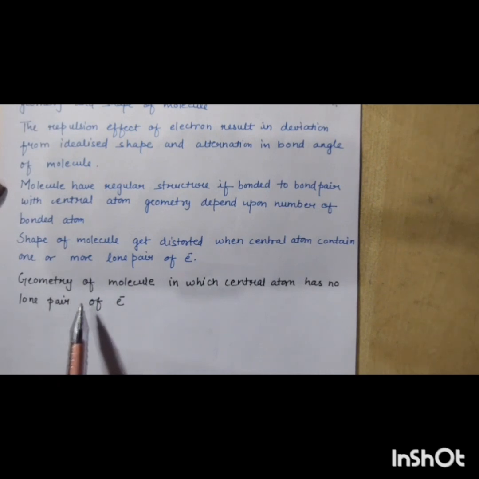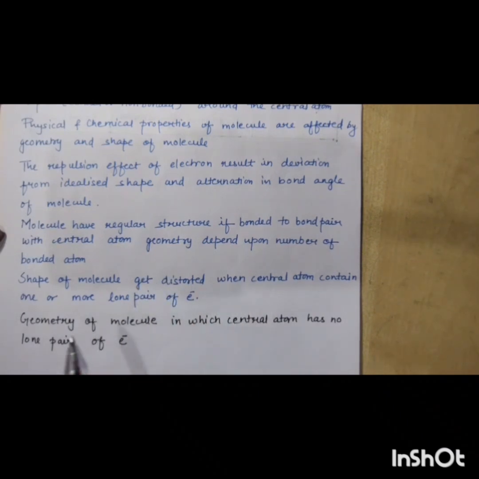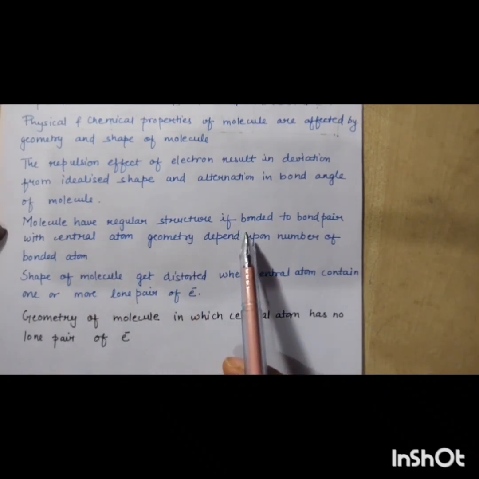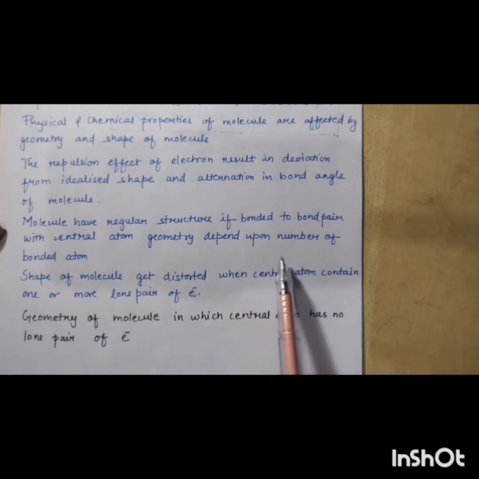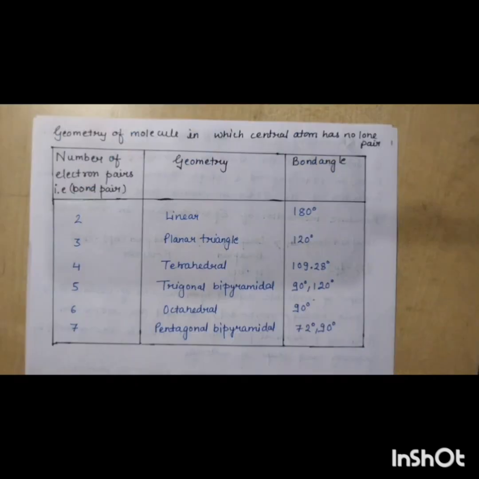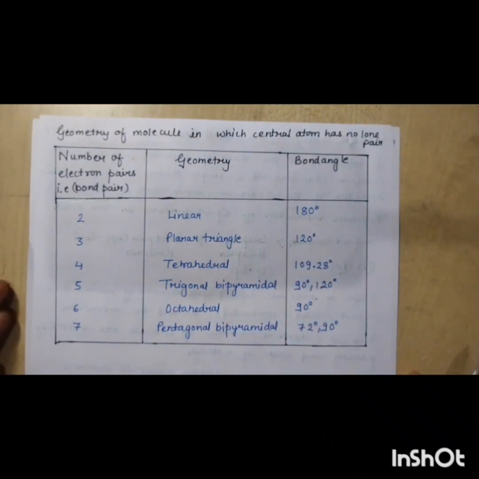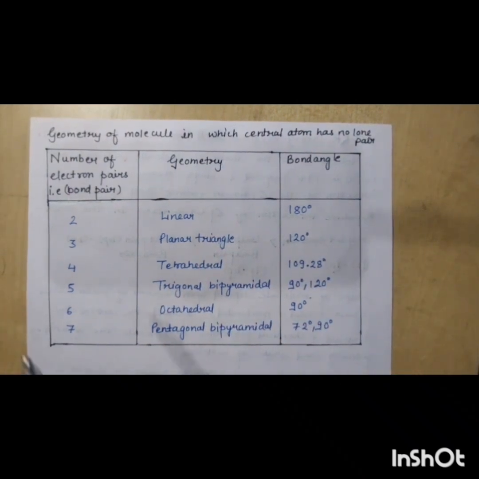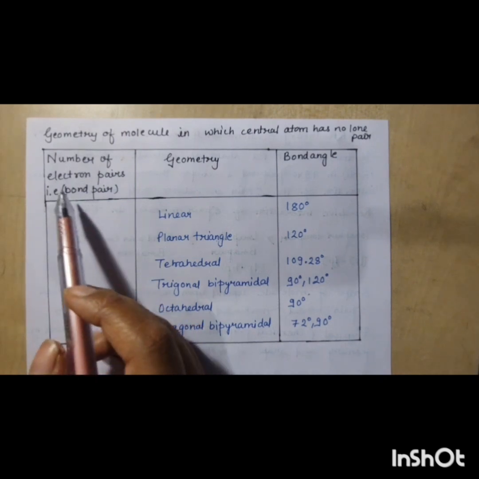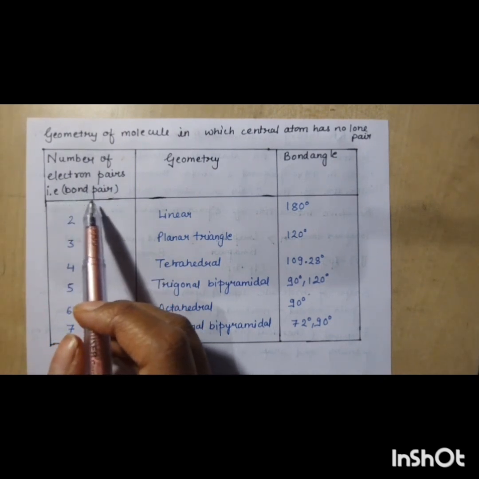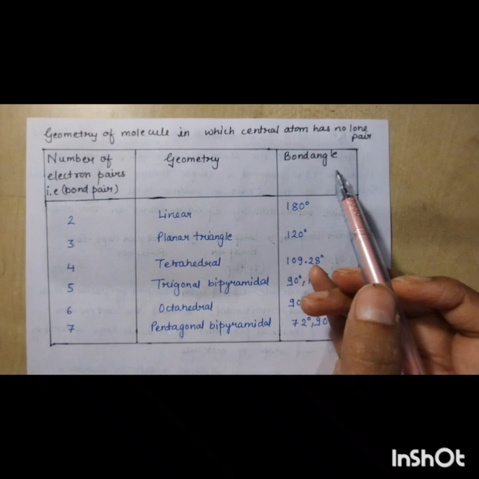Now next is the geometry of molecules in which the central atom has no lone pair of electrons. As we have discussed, when only bond pairs are present, then a regular shape of geometry is found in the molecule. So here we have the number of electron pairs, that is bond pairs, and the geometry and bond angle.